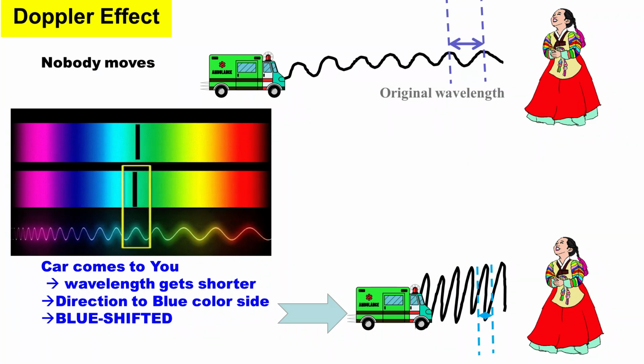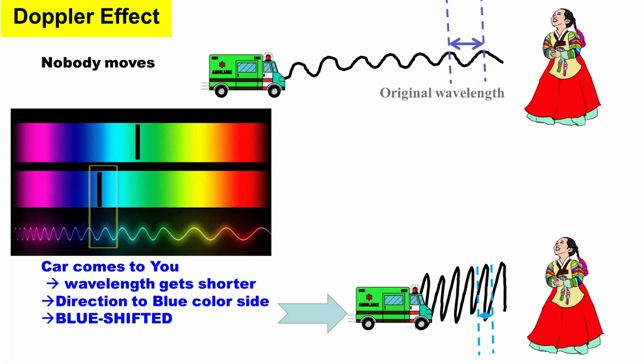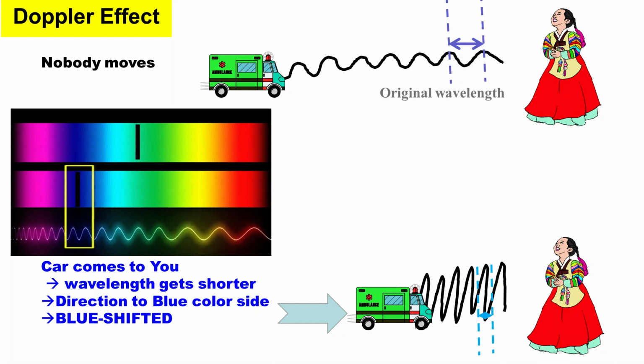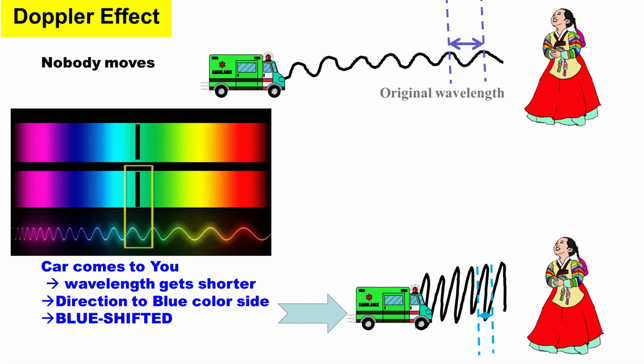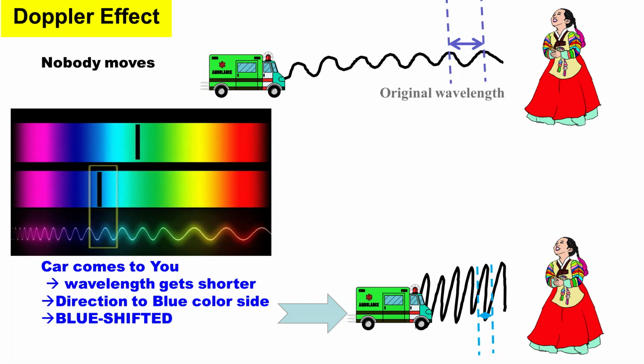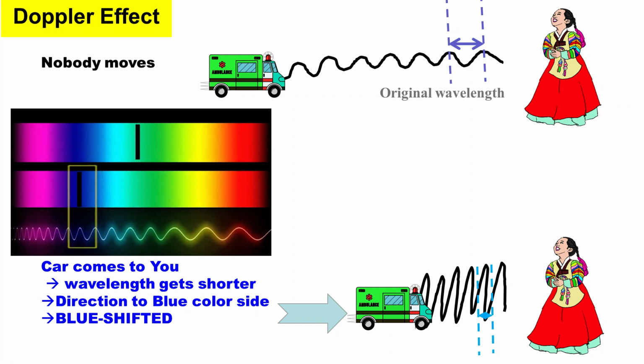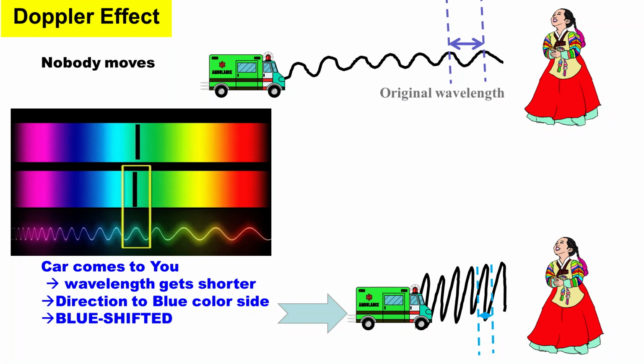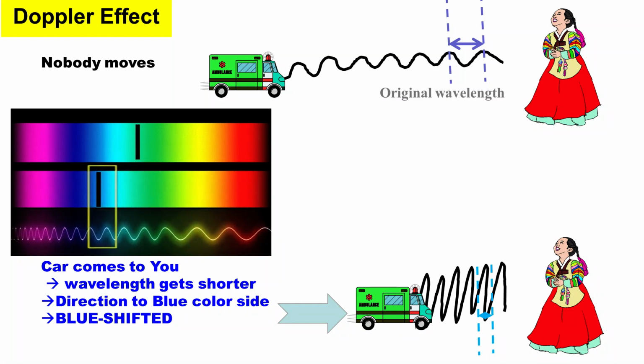Here is some absorption spectrum, and it shows the changes toward the shorter wavelength side, which is the blue color side. See, this doesn't mean blue color itself. It means the blue color direction, shifted to the blue color side.